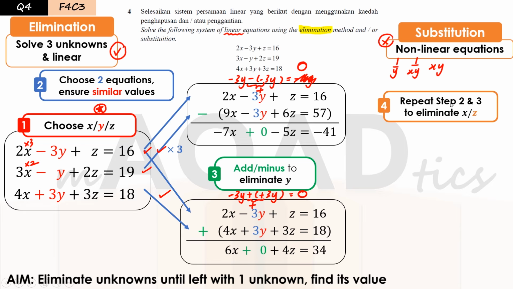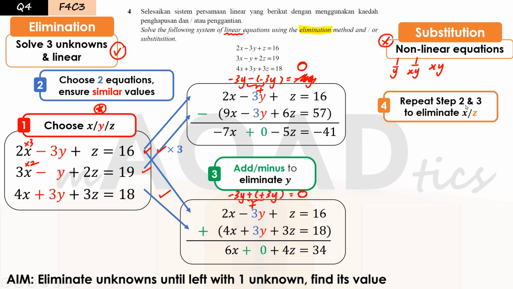We need to repeat step 2 and step 3 to eliminate the next unknown, right? So for the next unknown, let me recommend you to choose z, right? The reason is because the value of z here for both of the equations is smaller compared to x, right? The smaller the number, the easier we can solve the question.